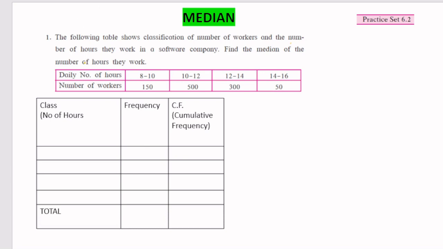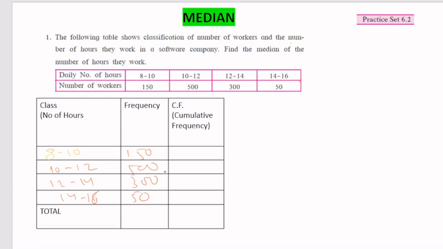So now the daily number of hours given, so 8 to 10, this will be your class, that is your first step. So let me choose a different color. 10 to 12, 12 to 14, and 14 to 16. This will be your class. Easy. Now frequency. Frequency you have to write as it is: 150, 500, 300, and 50.